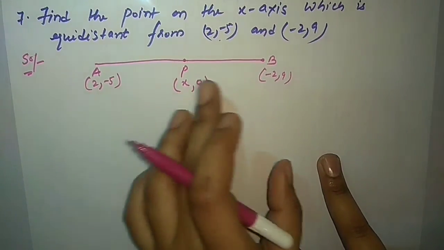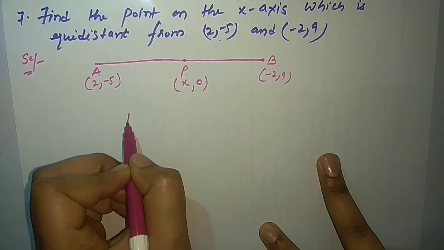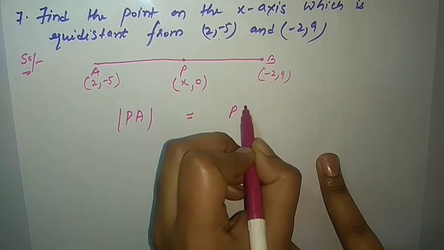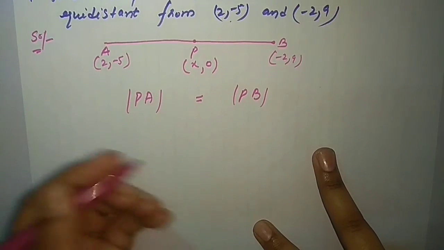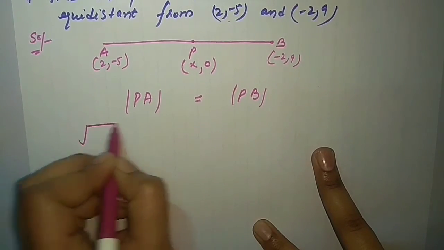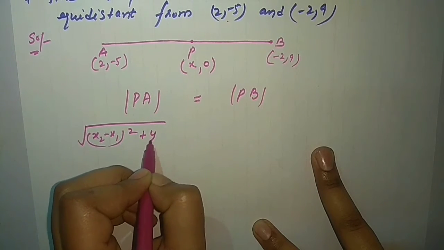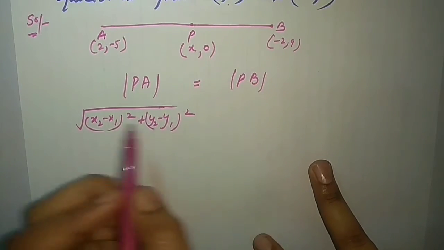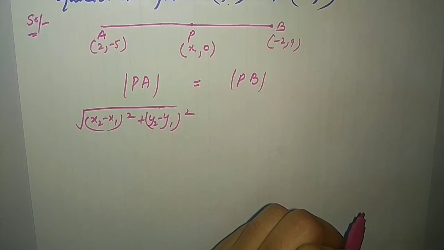Now they are saying that this point is equidistant from A and B. So it means that the distance PA is equal to PB. Equidistant means this. So apply the formula here, that is the square root of (x2 minus x1) whole square plus (y2 minus y1) whole square. That we know already.